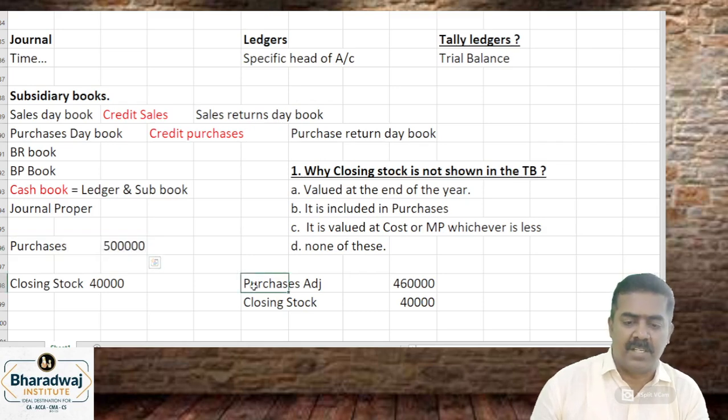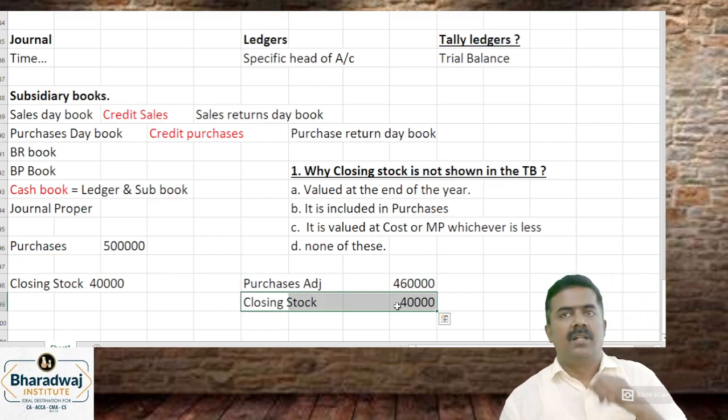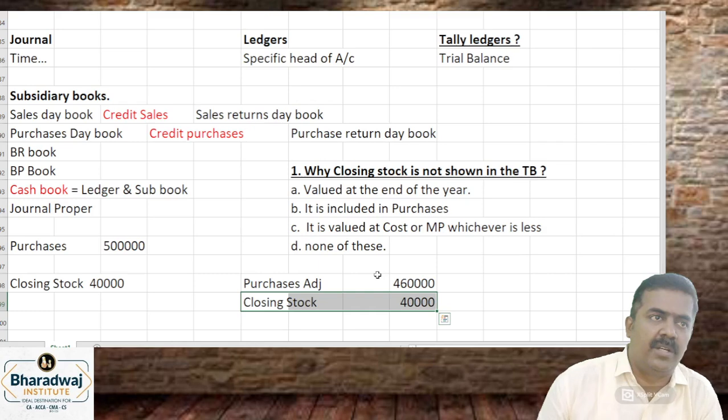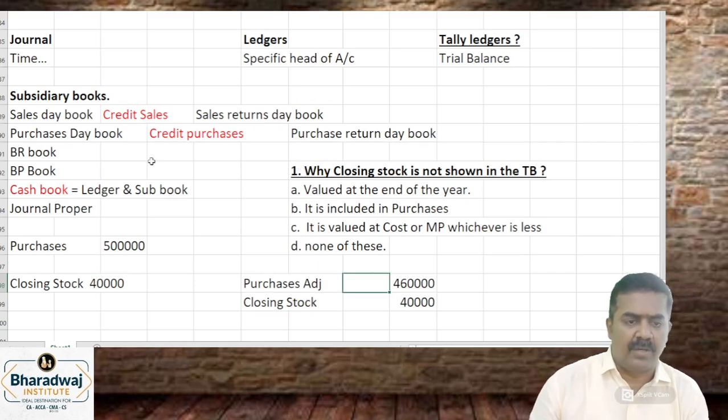Don't record purchases as 5 lakh; record purchases as 4,60,000, adjusting the closing stock, and show it in the trial balance. Journal entries must be passed, the ledger must be prepared, and it must tally. Only then does the trial balance come.